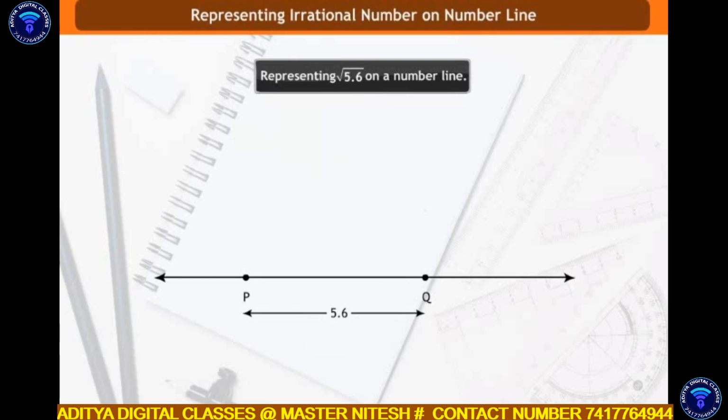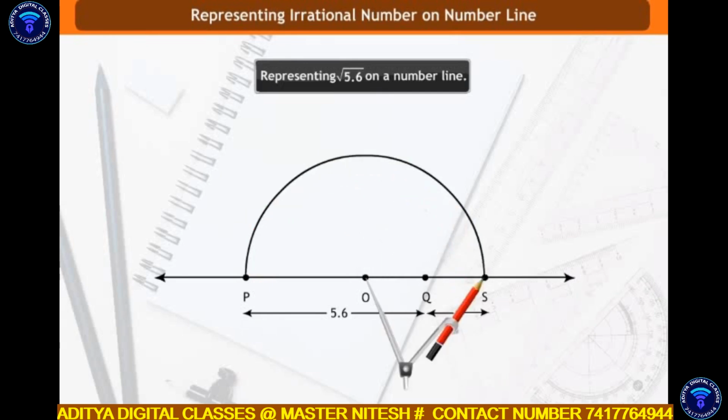Now mark another point S such that QS is 1 unit. Now mark another point O, that is the midpoint of PS, so that OP is equal to OS. Place the compass at the point O and take radius OP and draw a semicircle as given here. Draw a perpendicular line at Q and meet it at point R.